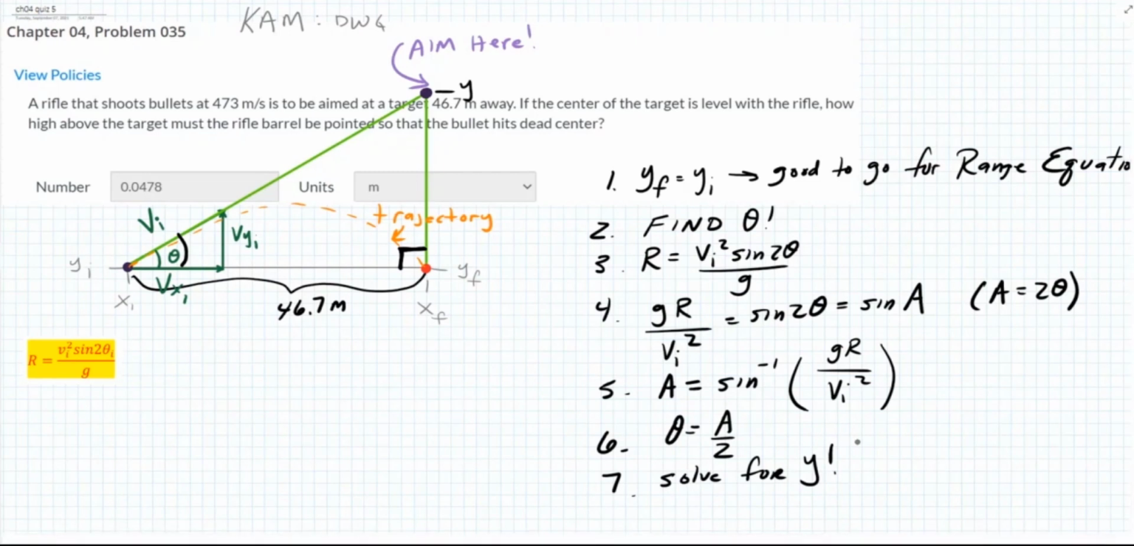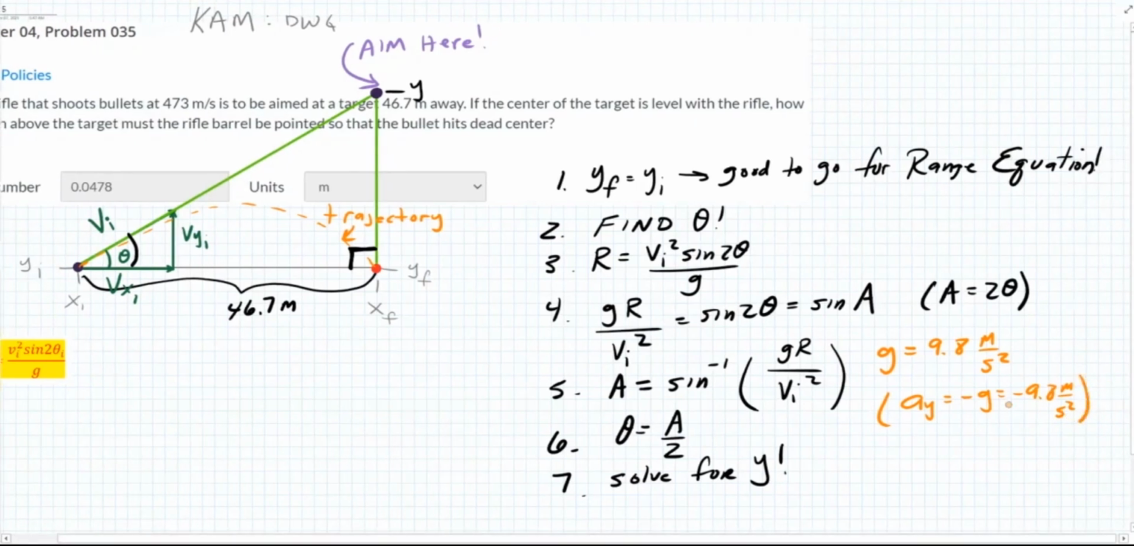And remember, g always equals 9.8 meters per second squared. Don't confuse that with a sub y, which sometimes you're going to say equals minus g, equals minus 9.8 meters per second squared. That might be true in some cases, but g itself, this variable g right here, is always equal to 9.8. Just throwing that out there.